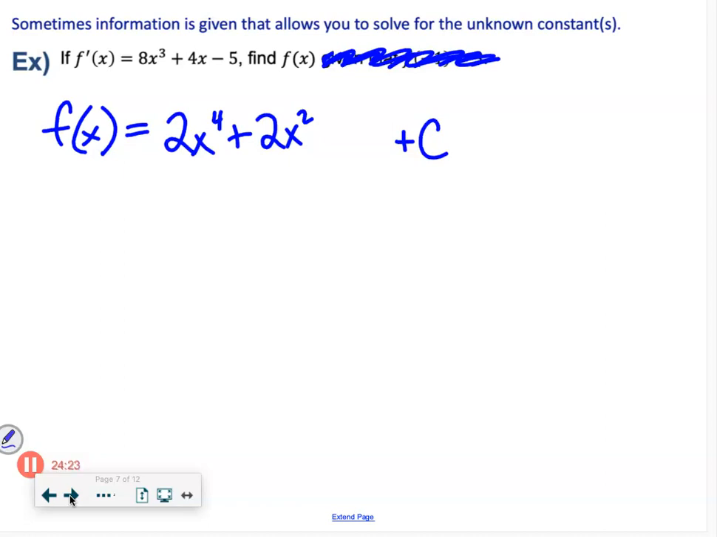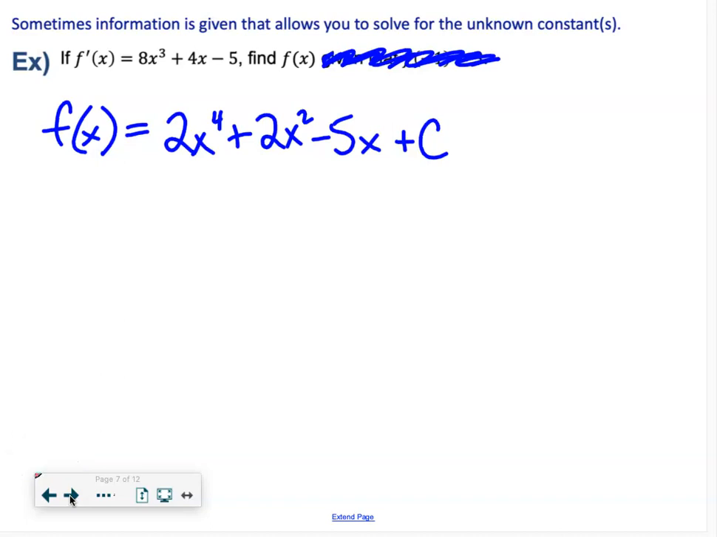-5x. So be careful. When you hit a constant and you're going backwards, you're not going to 0, you're going the other way. You're adding x's, not getting rid of them. So the antiderivative of -5 is -5x. Everyone got that? Good. All right.